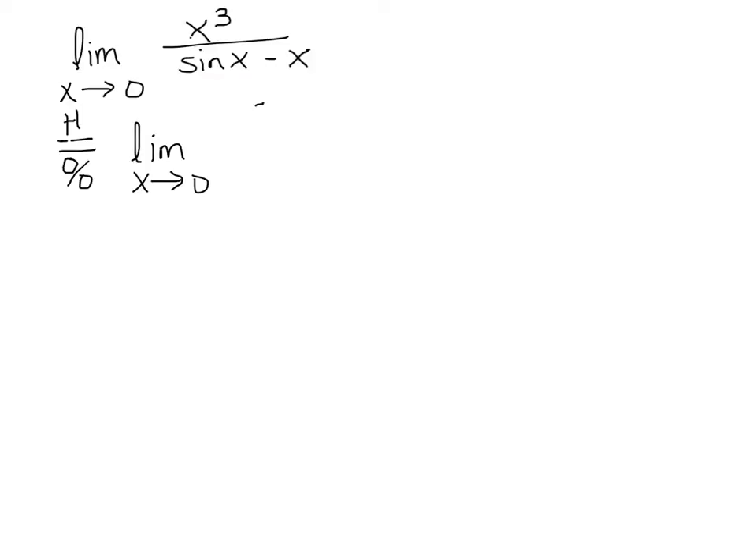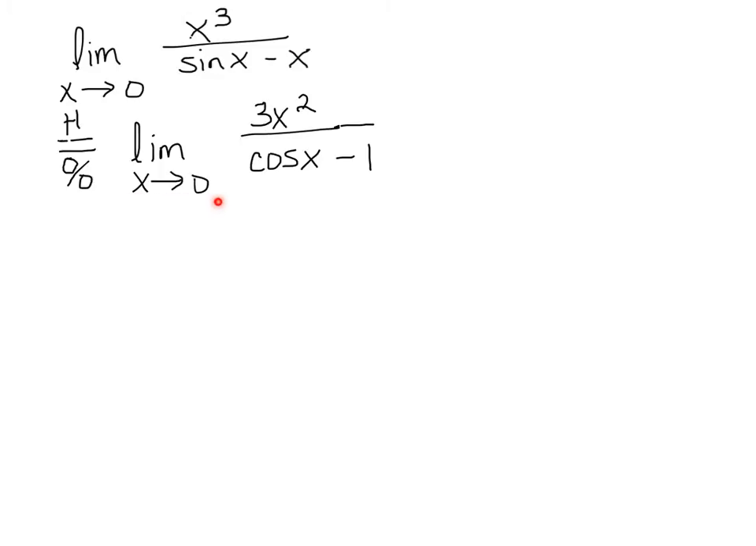Well, the derivative of our numerator is 3x squared, and that will be divided by the derivative of sine x, which is cosine x, minus the derivative of x, which is 1. So now we check to see what happens again.